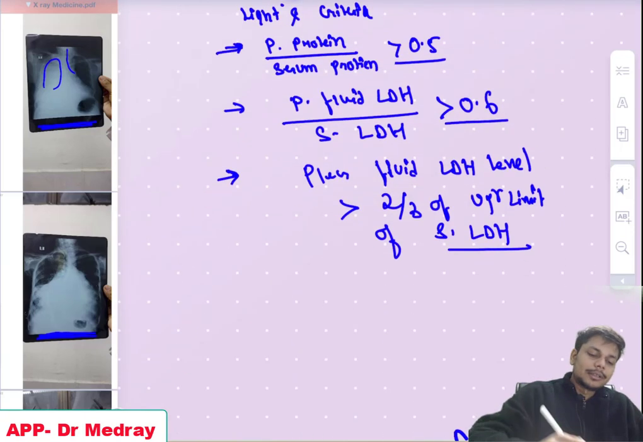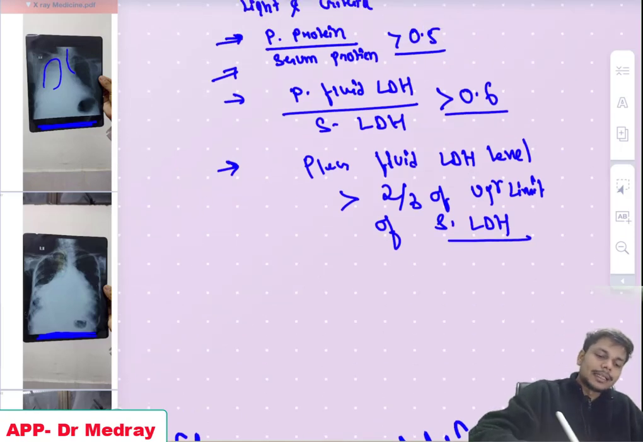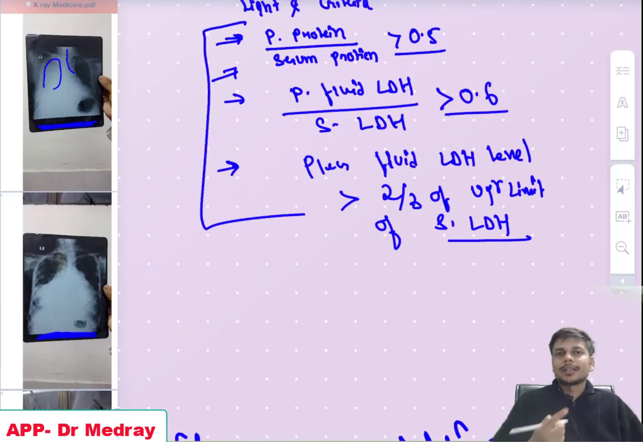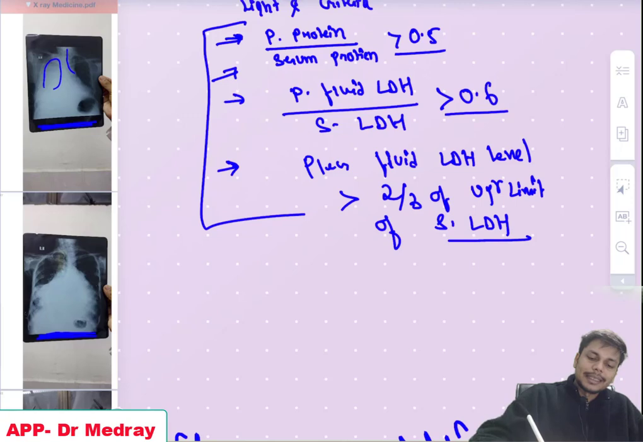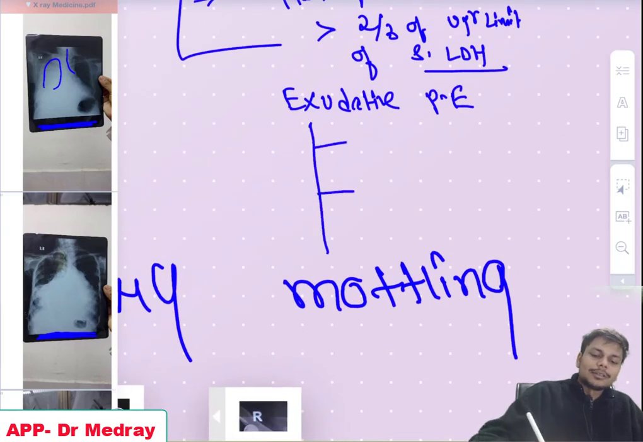So remember, pleural fluid protein by serum protein ratio more than 0.5, pleural fluid LDH by serum LDH ratio more than 0.6, or pleural fluid LDH level more than 2/3 of the upper limit of normal. If any one, not all, if any one of these criteria is fulfilled, then the patient is having an exudative pleural effusion. What are the causes of the exudative pleural effusion?